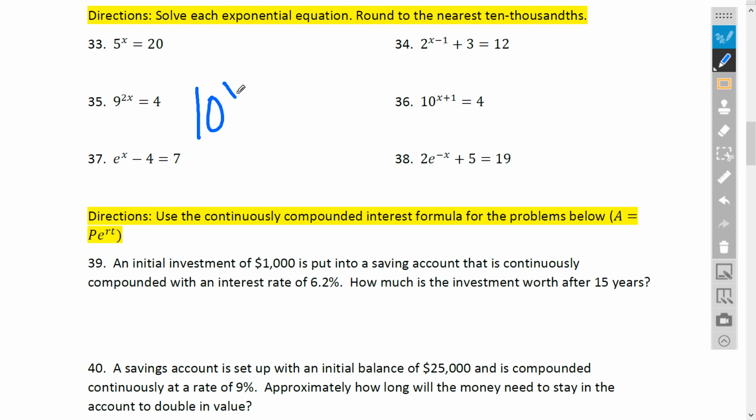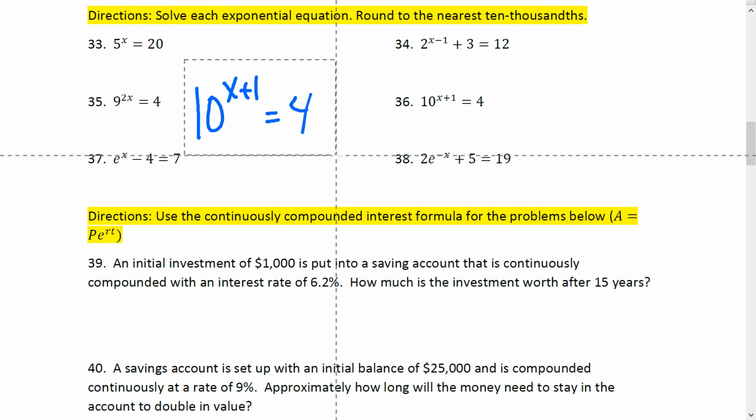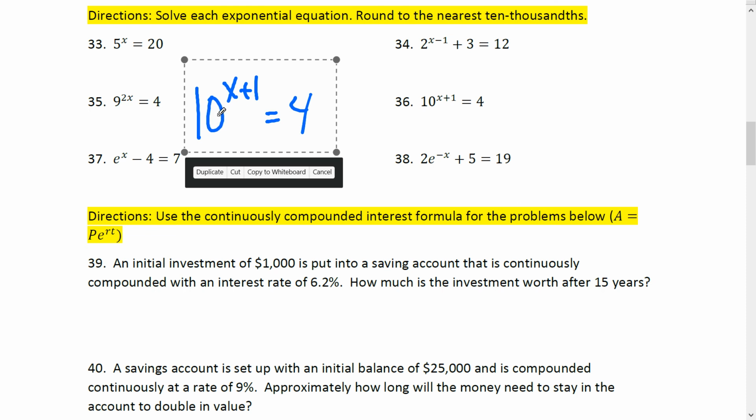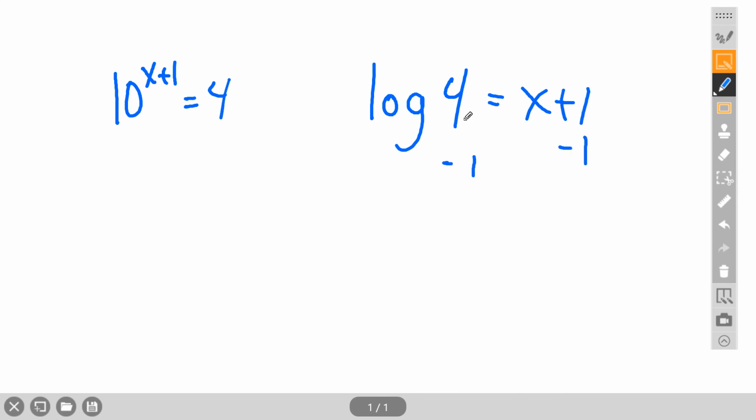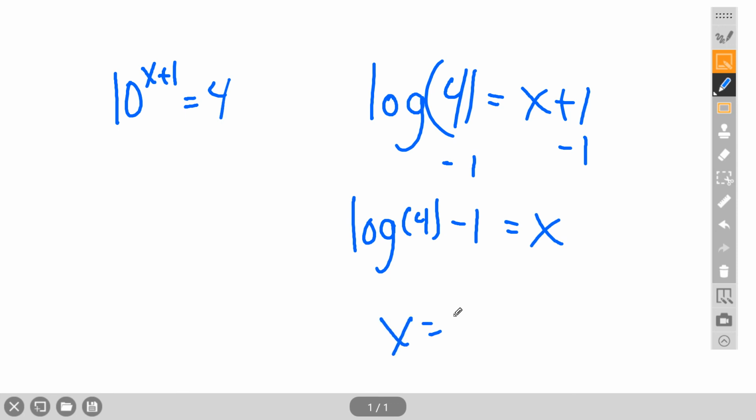Number 36, 10 to the x plus 1 equals 4. So log form, we have the common log of 4 equals x plus 1. Subtract 1. We got the common log of 4 minus 1 equals x. And we don't need to use the change of base here because it's a common log, so we'll just take the common log of 4 and then subtract 1, get negative 0.3980.